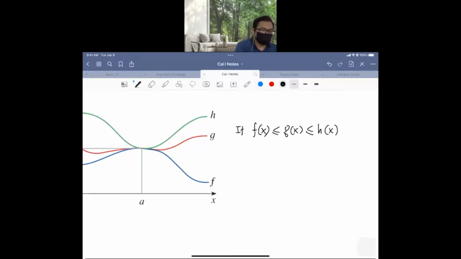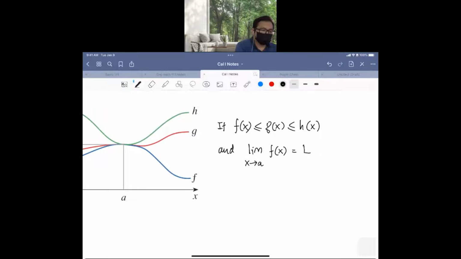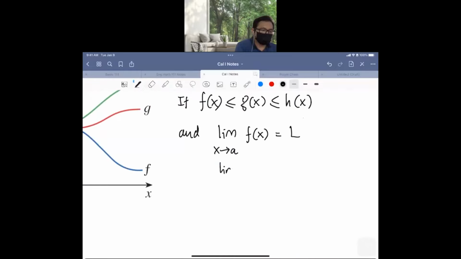The theorem says that if this happens, and let's say the limit as x approaches a of f(x) is L, and the limit as x approaches a of h(x) is also L, then the limit as x approaches a of g(x) will also be L.